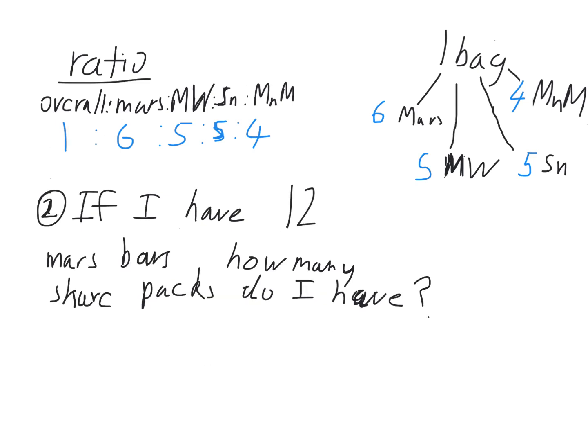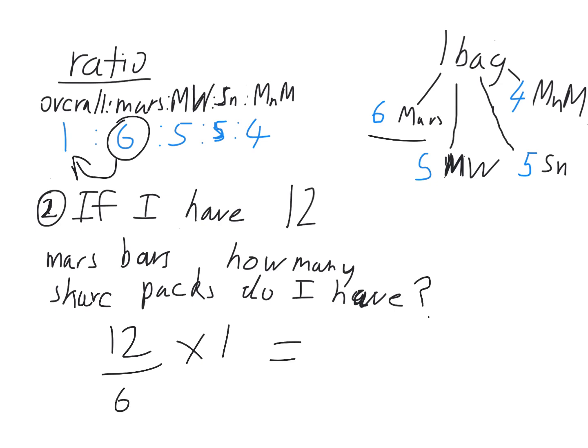If I change this around a little bit and ask you the reverse of this question, I now have 12 Mars bars, and I want to work out how many share packs this came from. So we know that 6 Mars bars is 1 share pack, so 12 straight away would be 2, twice as many. But there is a systematic way to work this out as well. Again, you use your ratio. You go 12 divided by 6, divide by where you start, times by 1, times by where you're going. So 12 divided by 6 times by 1 gives you 2 share packs.